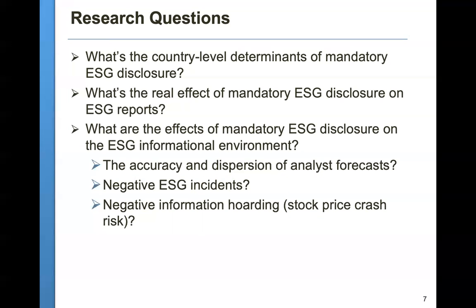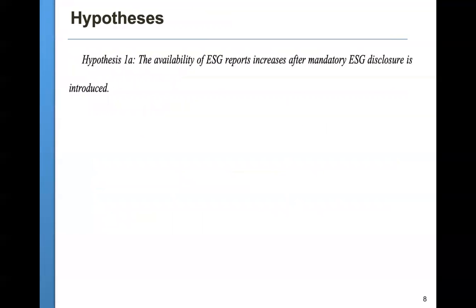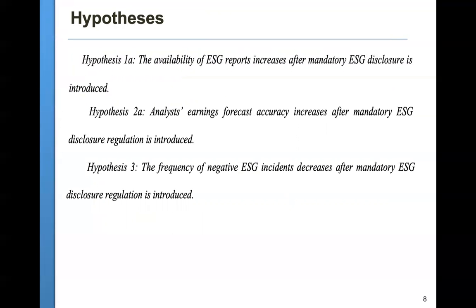Based on those research questions, we compose four hypotheses in this study. The first one is about the relationship between the availability of ESG reports and mandatory ESG disclosure. Intuitively, after implementation of mandatory disclosure, the firms have to issue the ESG report to a certain extent if the government asks them to do it. It's a must. So we expect to see an increase in the availability of ESG reports after the implementation of mandatory ESG disclosure regulations. Secondly, for the analyst forecast.